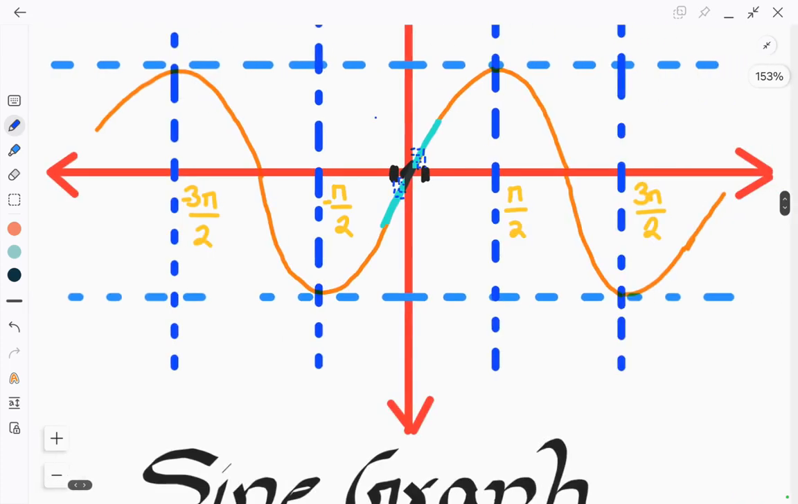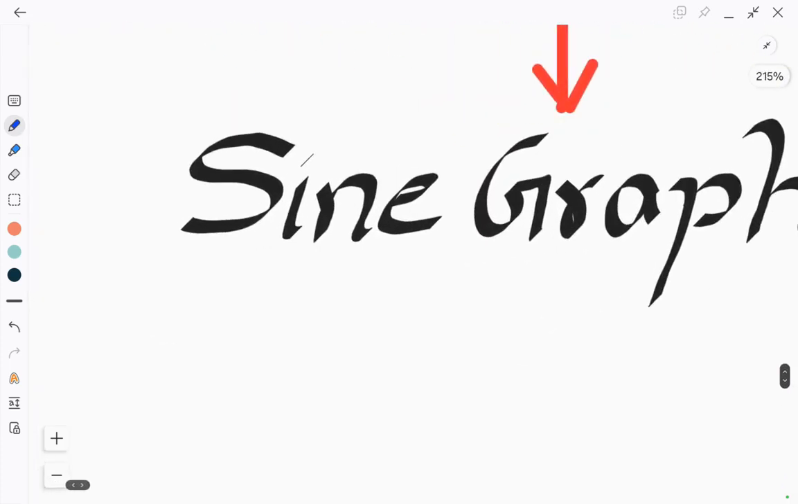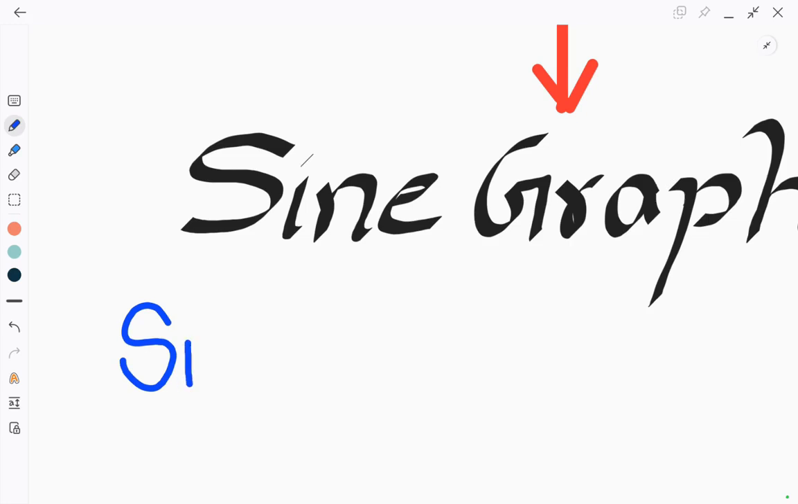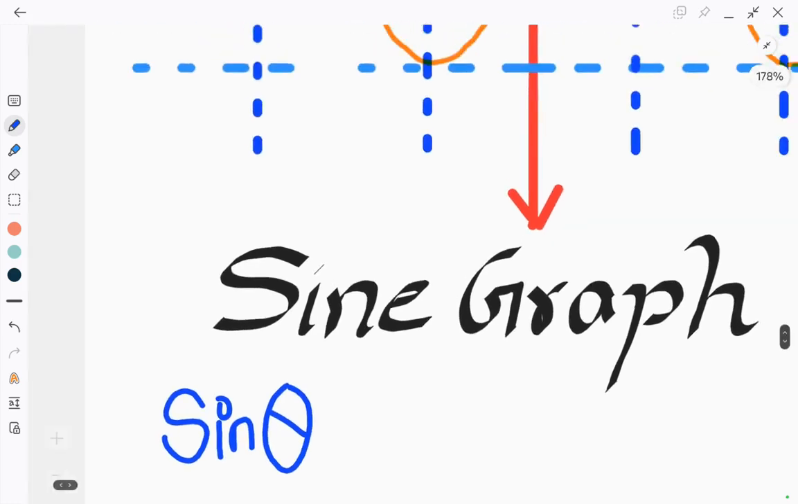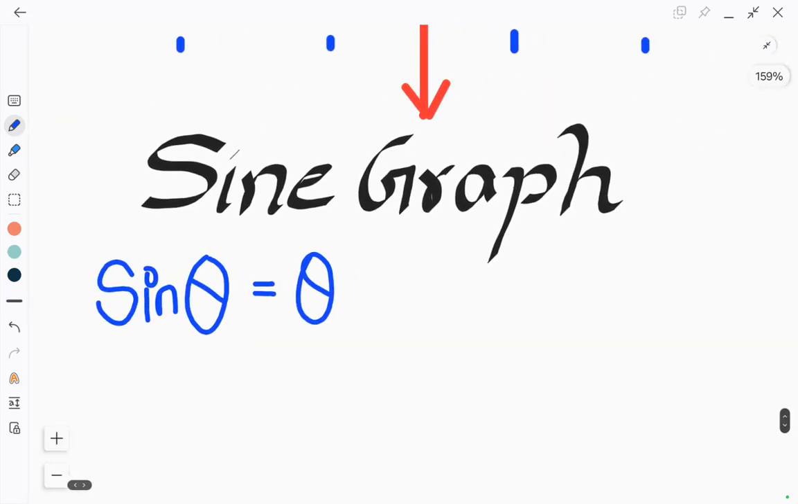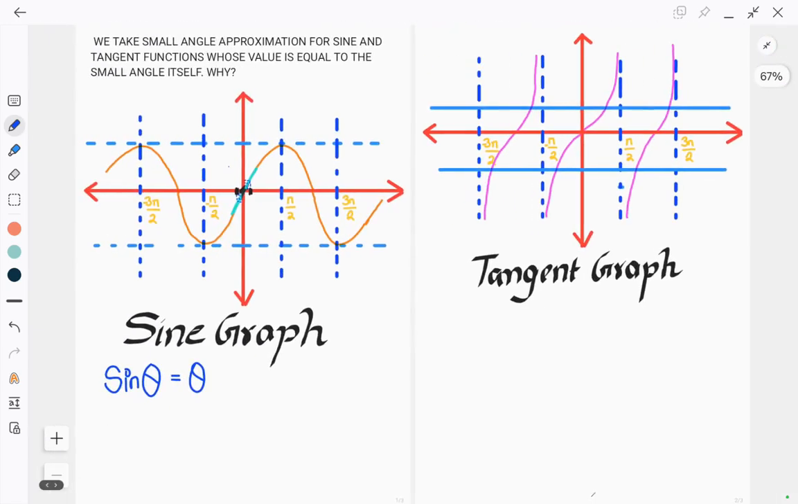So we can say that for very small angles, the function can be written as sine theta, where theta is very near to 0, is equal to theta, and in this way we take the small angle approximation for sine functions. Now let's come to the tangent graph.